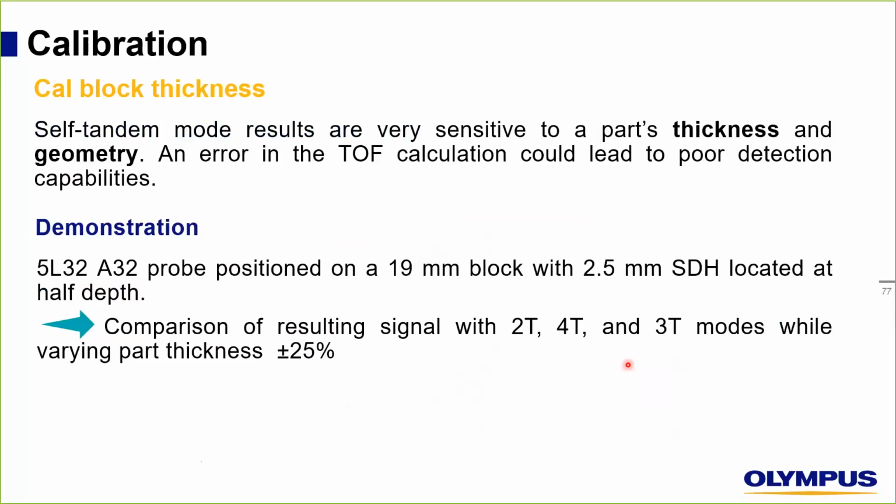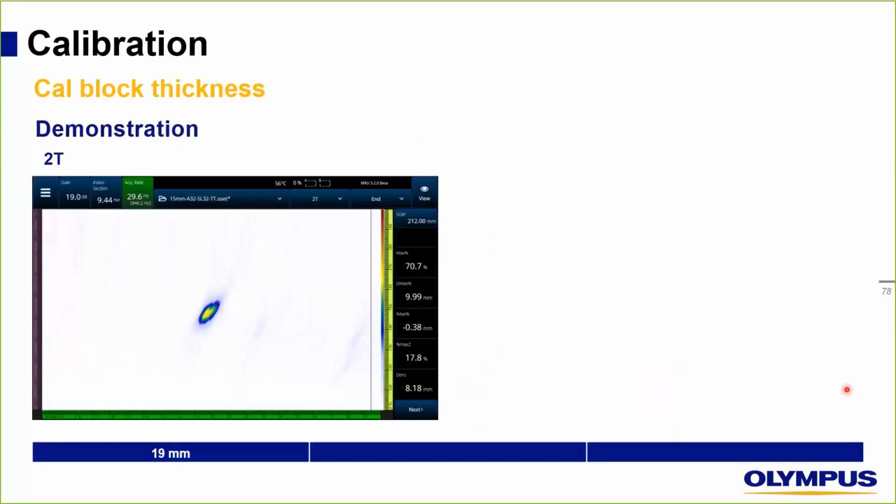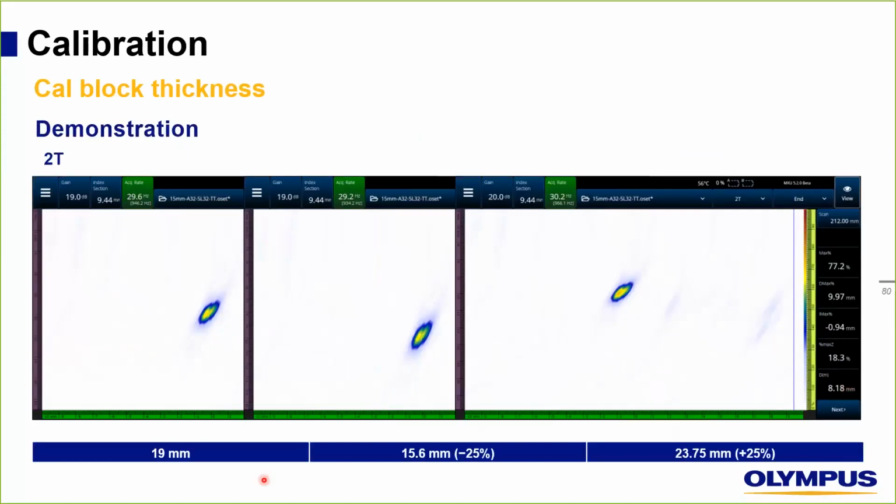So be very careful. And to demonstrate this issue, we used a 5L32A32 Pro positioned on a 19 millimeter block with a 2.5 millimeter SDH located at half depth. And we will compare results with 2T, 4T, and 3T modes while varying part thickness by plus or minus 25%. This is for 2T. As you can see here, the position of the indication changes. This is exactly like phased array. So 2T, no problem. We don't lose detection, but of course we lose accuracy on the position.